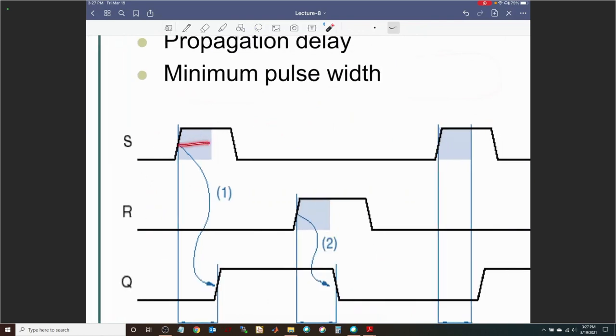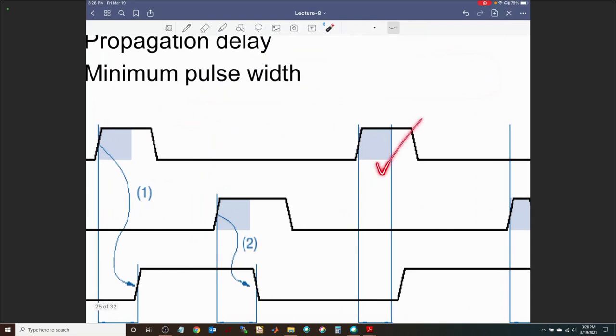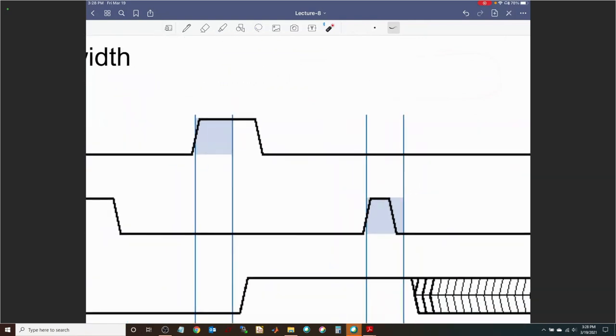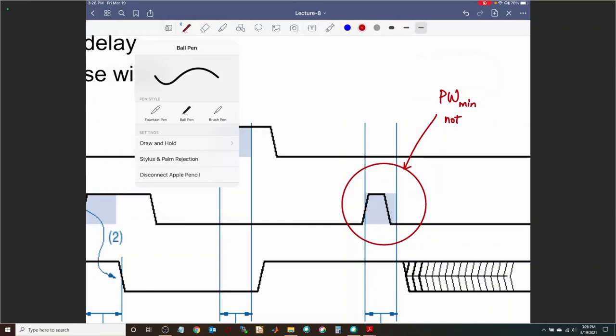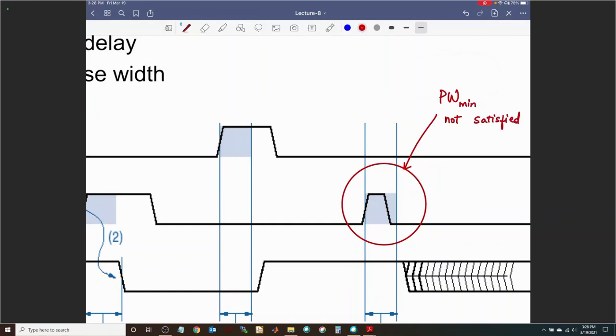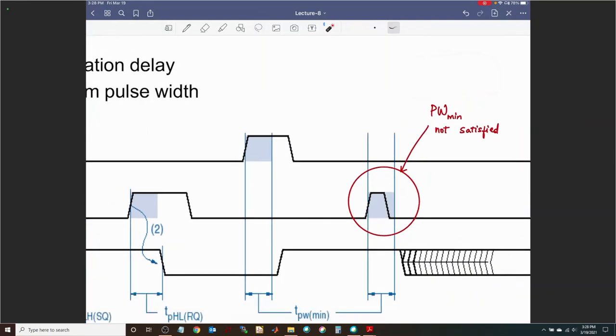Over here, the blue region is showing that minimum pulse width. So the timing window that you had to be stable on S was this. You were 1 and even beyond that, so that's good. You obeyed the minimum pulse width requirement over here and here and here. But look at what happened here on the R input. You have broken the minimum pulse width requirement there. Minimum pulse width not satisfied. And because of it, what happened? 0101010101. That's your metastability.